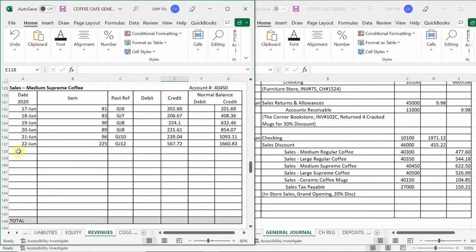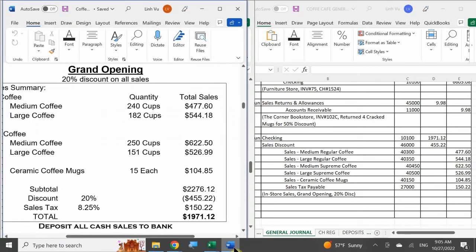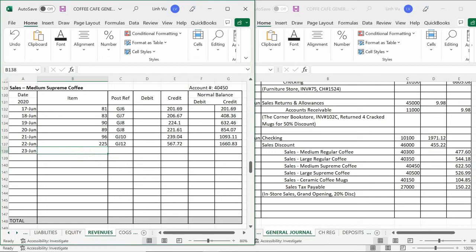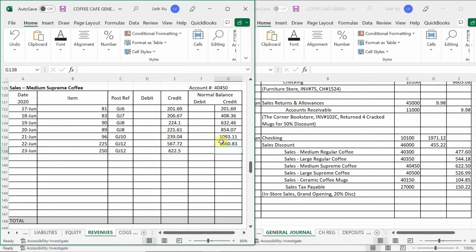We're going to go to our Supreme. How many cups did we sell? 250 cups, $622.50. That is going to be 2,283.33. Good.